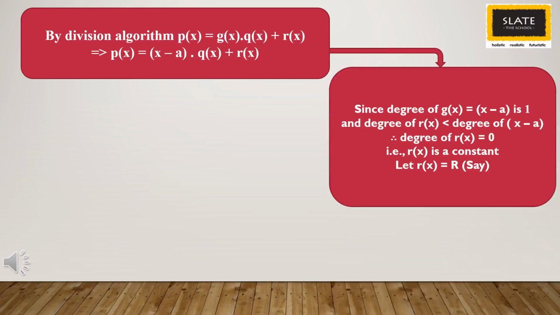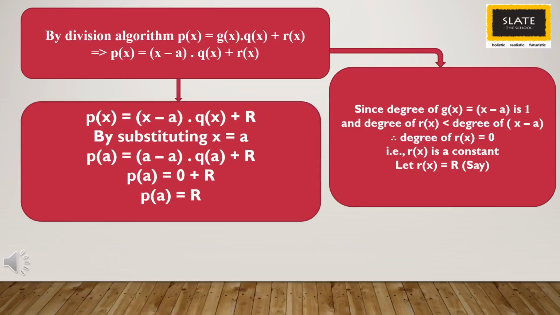Now if you observe here, the degree of g of x is 1 and we have a condition that the degree of the remainder should be less than the degree of the divisor. So we should take the degree of remainder r of x as 0. That is, r of x is a constant. Let us consider r of x as capital R and substitute. We get p of x equal to (x minus a) into q of x plus capital R.